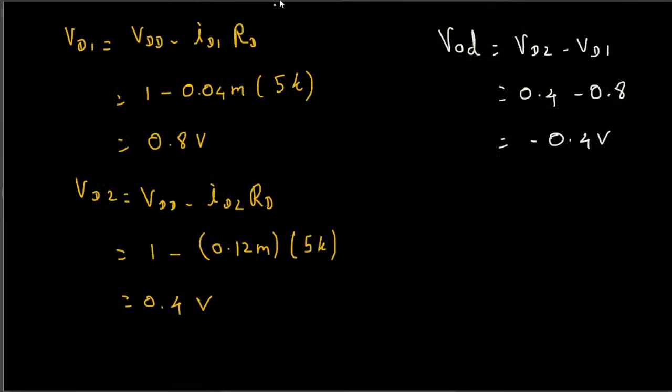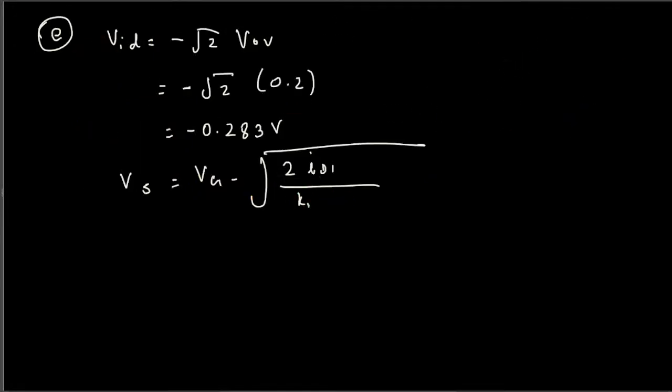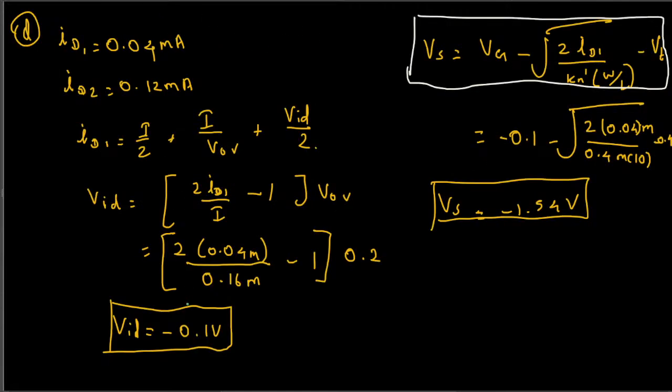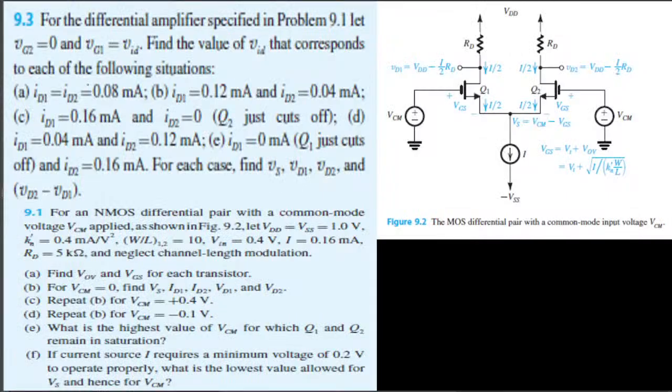Okay, let's look at the equation. So ID1 divided by Kn prime W over L, and then minus Vt. Let me double check. Yes. Since the current is 0, everything becomes easier. This equation will end up being just Vg minus Vt, because this whole thing is going to be 0. So we can just write Vg minus Vt. And Vg is nothing but the input differential voltage, because it's given in the question.